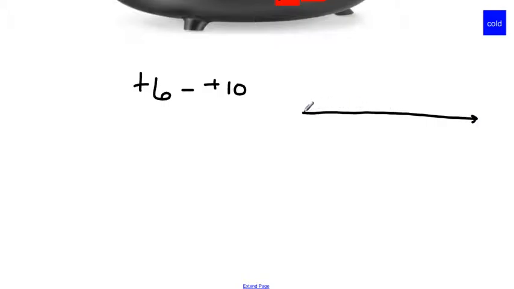I'm going to start with a number line, and I'm going to start at 0. And the first thing I need to do is add 6. 1, 2, 3, 4, 5, 6. Once I added 6 in, now it says that I need to take away 10. So to take away, I have to go back. 1, 2, 3, 4, 5, 6, 7, 8, 9, 10. And where does this bring me? Well, this is 0, this is the negative direction. Negative 1, negative 2, negative 3, negative 4. So my answer would still be negative 4.